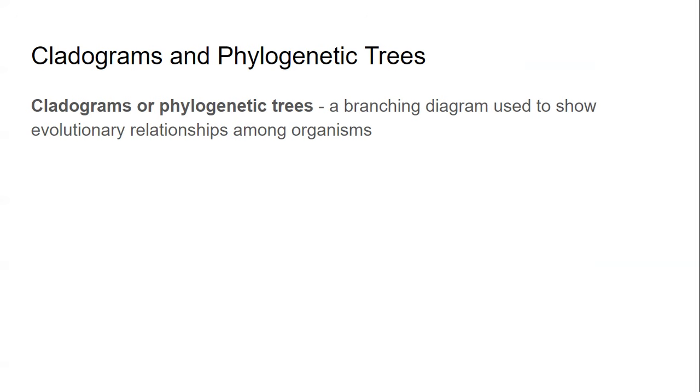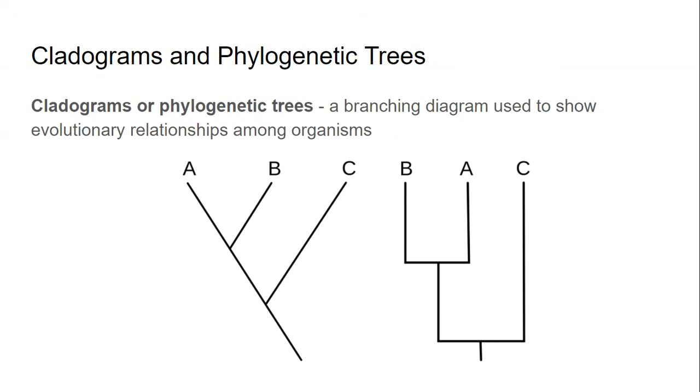So what it is, just a branching diagram used to show evolutionary relationships among organisms. So instead of looking at any sort of anatomical or genetic relationship, we're looking at the evolutionary relationships. So this is what these cladograms look like. So what we're talking about here is what is the defining characteristic that separated an organism from their ancestor.